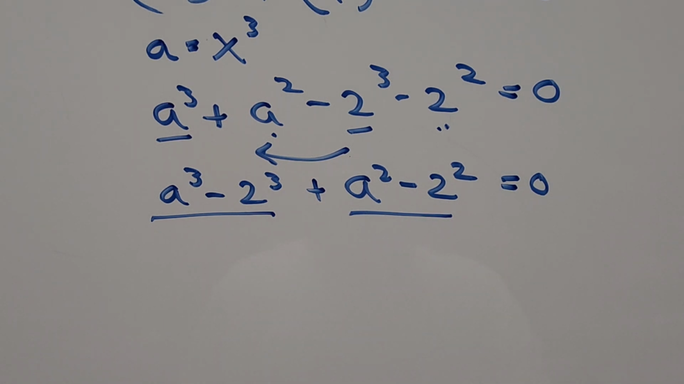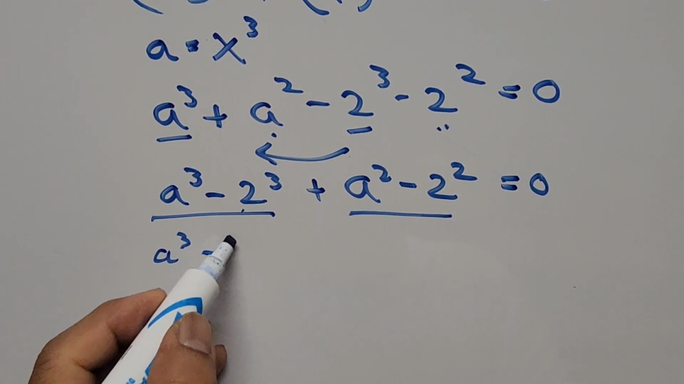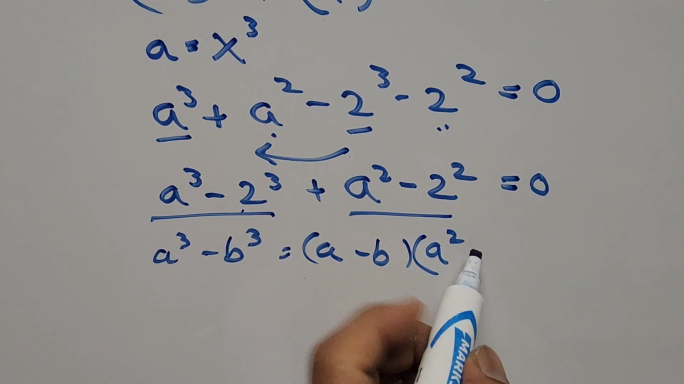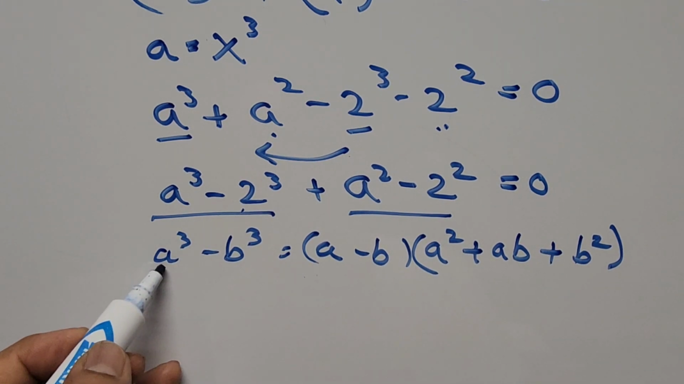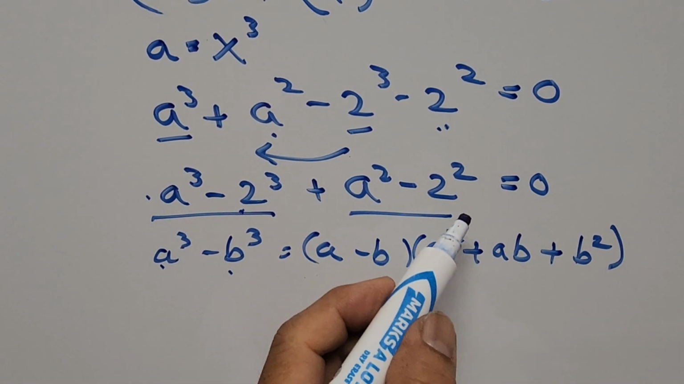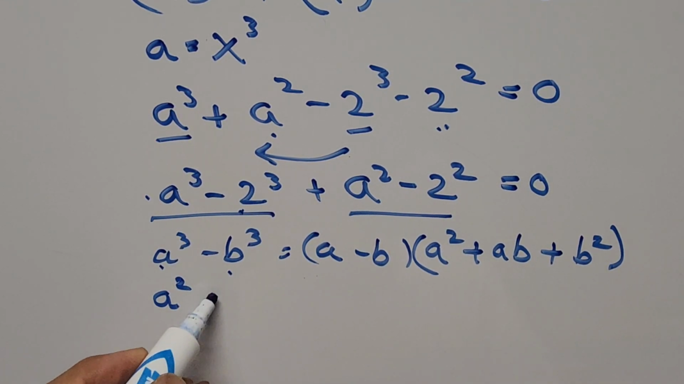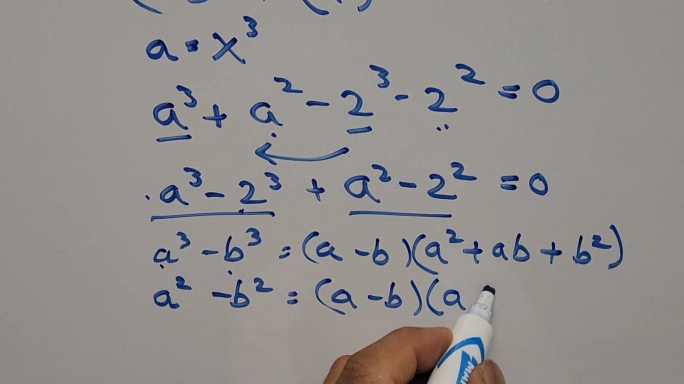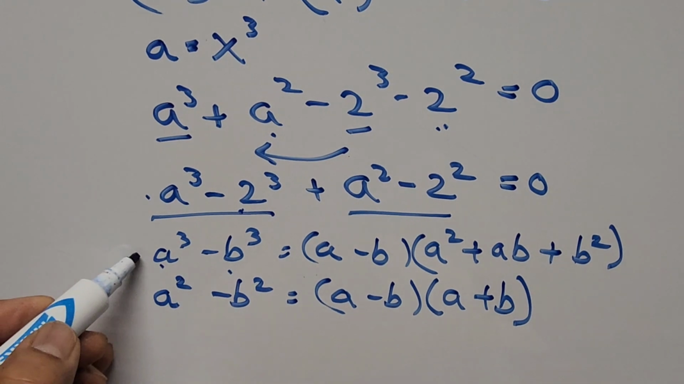From here we're using formulas in algebra. We have a cubed minus b cubed is equal to a minus b times the quantity a squared plus ab plus b squared. And here a is the same a and b is 2. And for a squared minus 2 squared, using another algebra formula, a squared minus b squared is equal to a minus b times the quantity a plus b, where once again b is 2. So we're now using the expanded form of these two formulas.